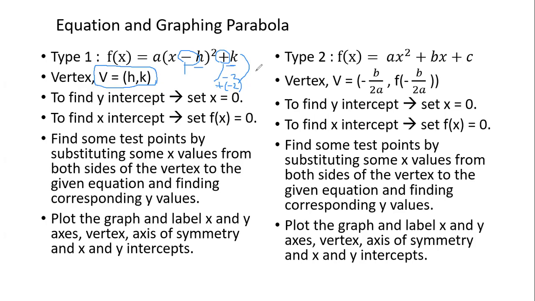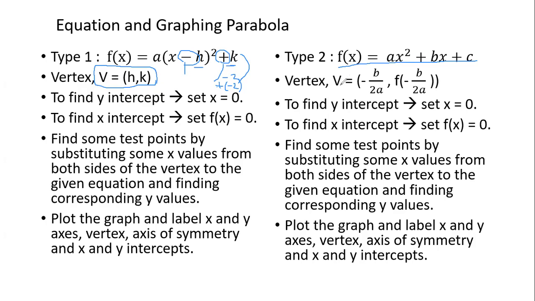Right, let's see type 2. In type 2, f(x) equals ax squared plus bx plus c. If the question gives you the equation of the parabola in this form and asks you to graph it, do not try to convert it into the other form. It is hard. Simply calculate the x coordinate of the vertex.